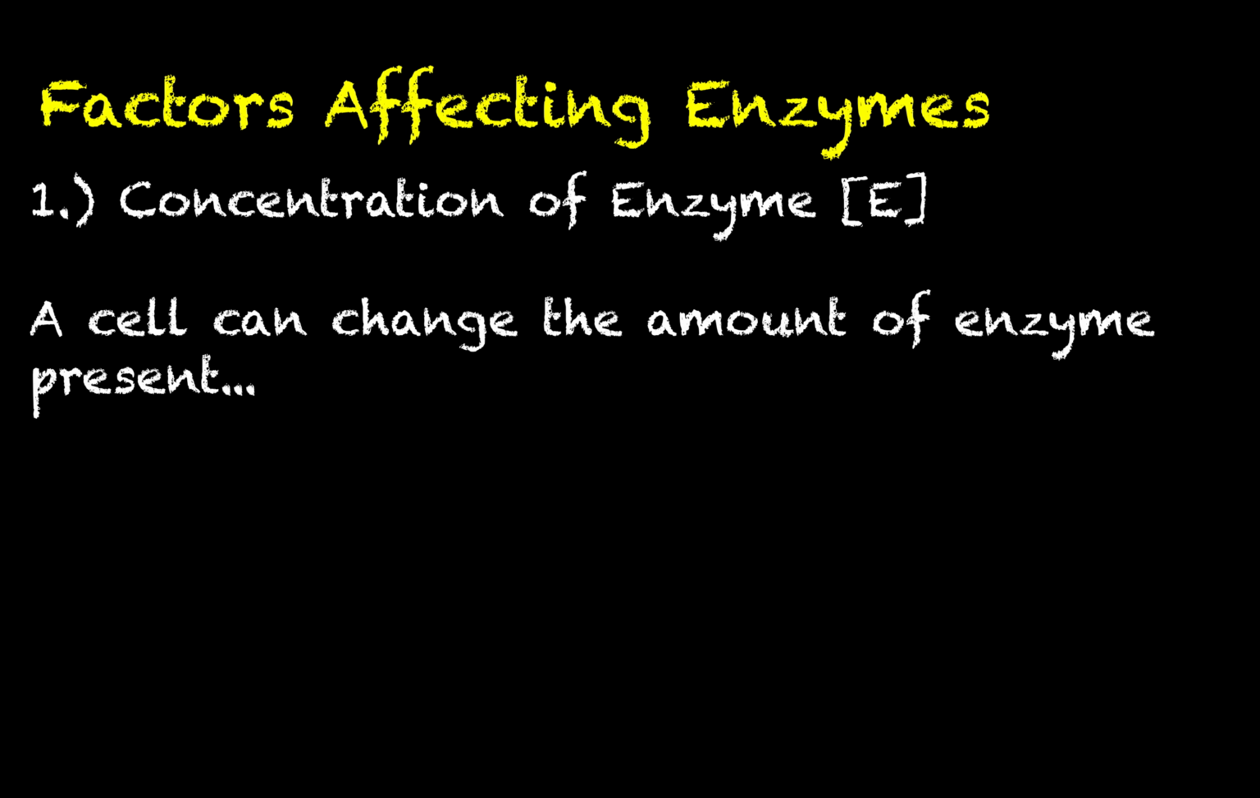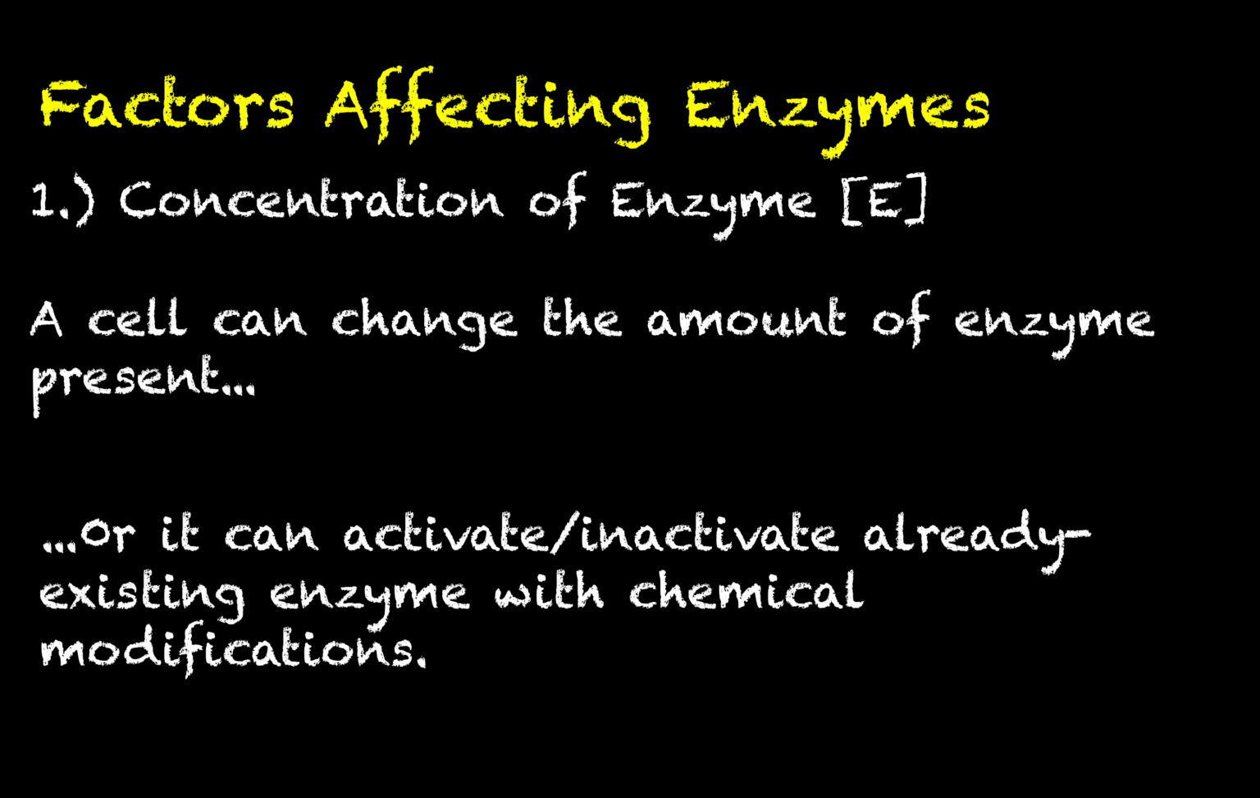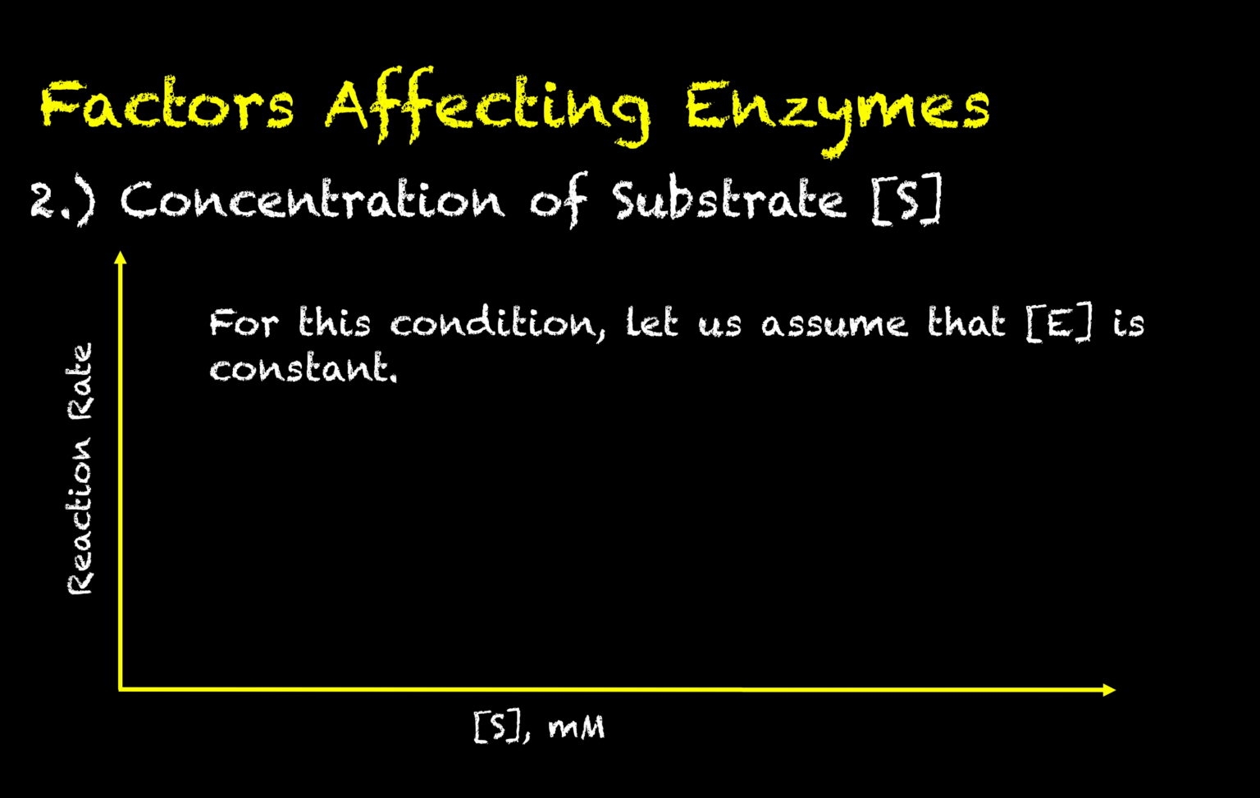So a couple of ways that enzyme concentration can become relevant in cellular situations. The cell can change the amount of enzyme that is present through mechanisms that we'll talk about in the future, like transcription and translation and then protein degradation. Or alternatively, the cell can activate or deactivate already existing enzyme with chemical modifications, which are called post-translational modifications. And I imagine we'll be talking about that in the future as well.